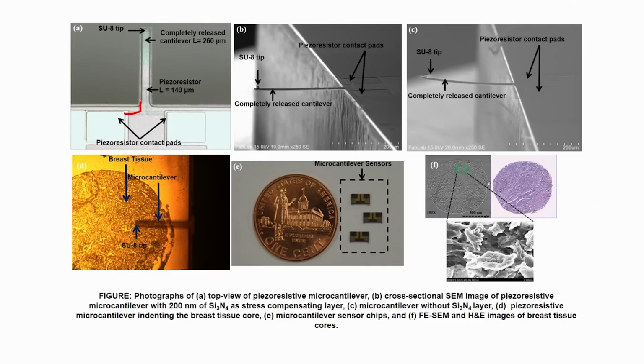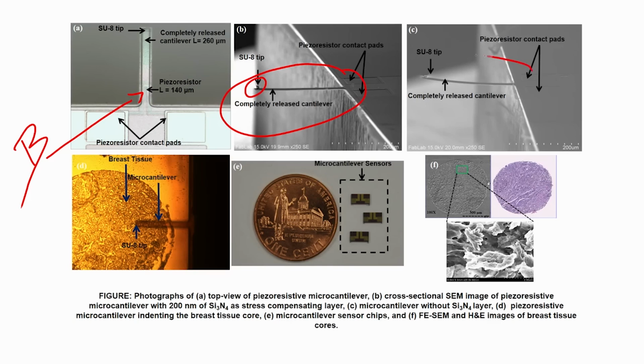Now, on the screen, what you see is a piezoresistive cantilever, and here these are the piezoresistors doped inside, using diffusion. What have we done? We have diffused boron to make the polysilicon piezoresistive. Here you can see a completely released piezoresistive microcantilever with an SU8 tip here.